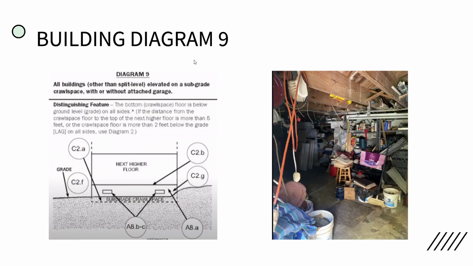Now diagram 9 is just like a diagram 8, except the crawl space is subgrade. It's underground. It has to be 2 feet below the grade. Okay? So the lowest adjacent grade has to be 2 feet higher than the crawl space floor. All right, now you need the flood vents, the size and type. You need the subgrade floor, or the crawl space floor, the next higher floor, the grade, and the equipment.